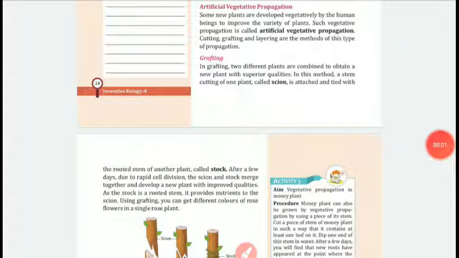In this video, we will study artificial vegetative propagation. In some plants, new plants are developed vegetatively by human beings to improve the variety of plants. Such vegetative propagation is called artificial vegetative propagation.